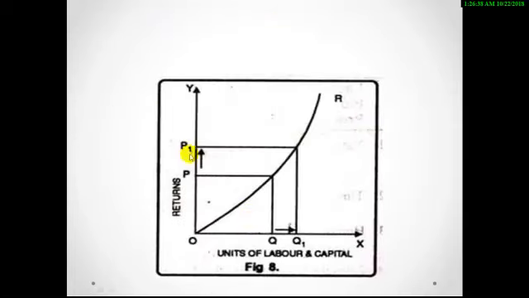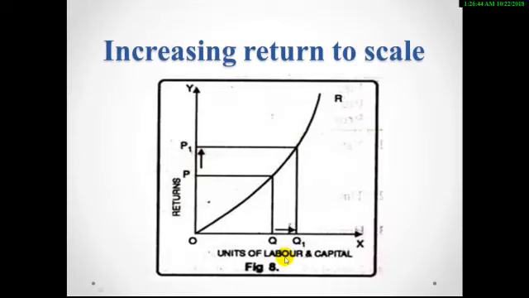In this figure, OY represents the increase in returns and OX represents the increase in capital and labor. When labor and capital increase from Q to Q1, the output also increases from P to P1, which is higher than the increase in the factors of production.